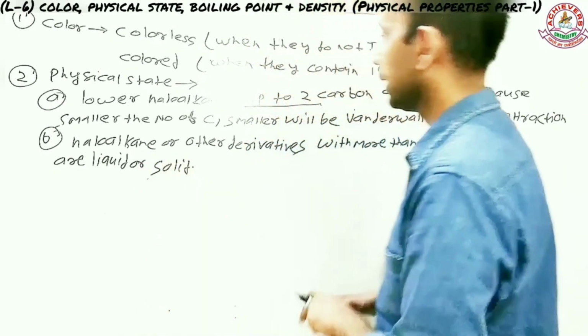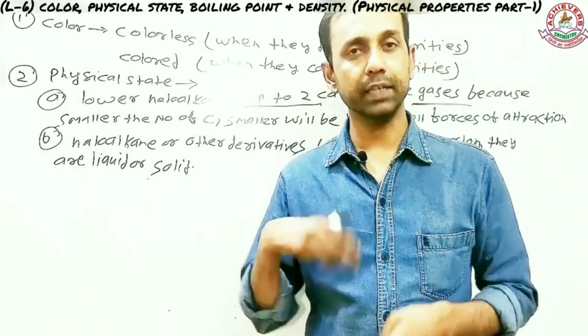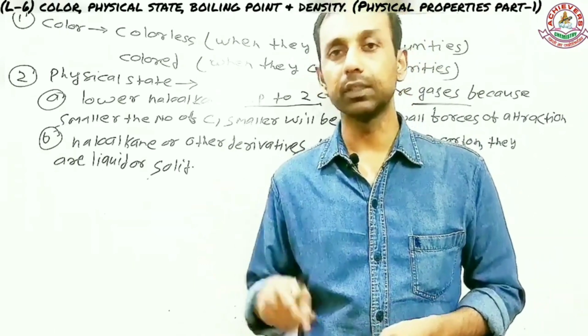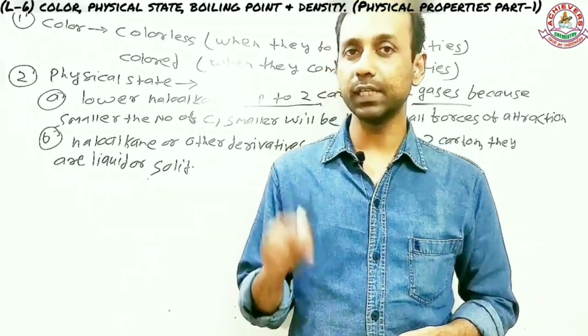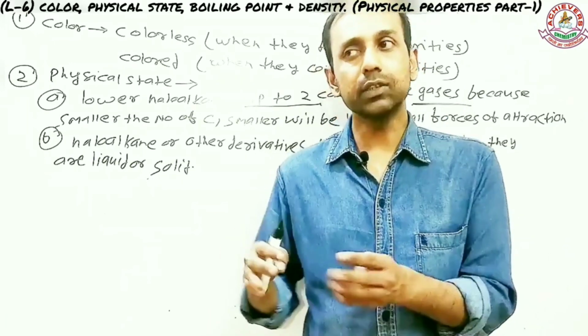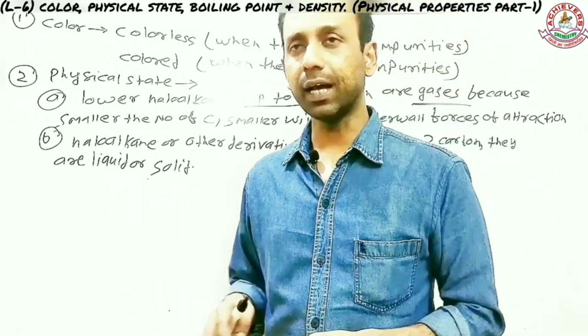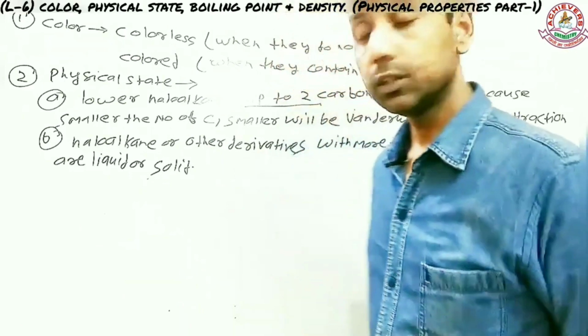Let's get back to the reason again. As the number of carbon is small, van der Waals force of attraction is going to be small, but with the increase in the number of carbon, this very same force is going to be higher, and that's why they will either become liquid or become solid. So the initial 4 or 5 members after 2 will be liquid, and all higher members with more than 10, 12 carbons are going to be solid.